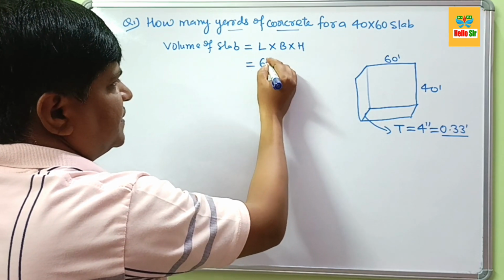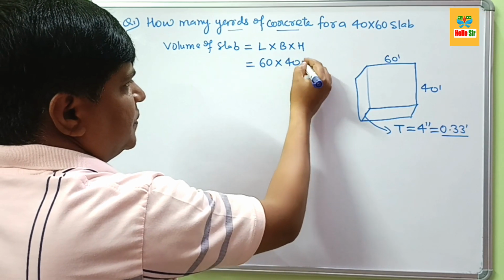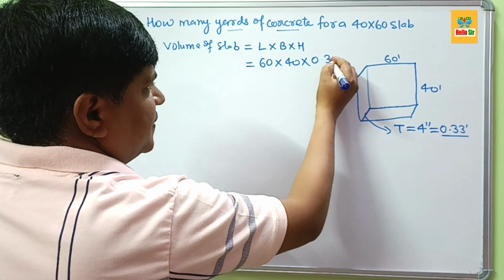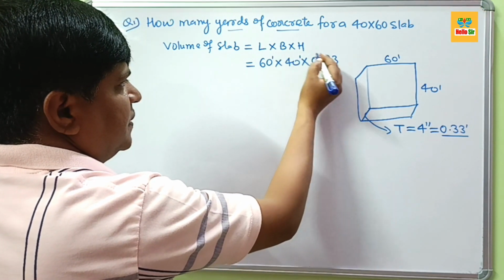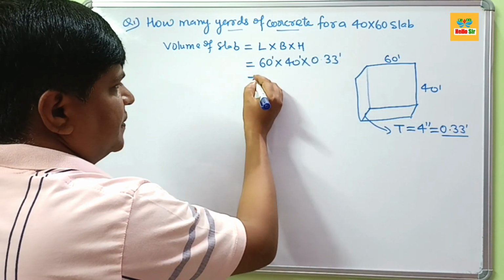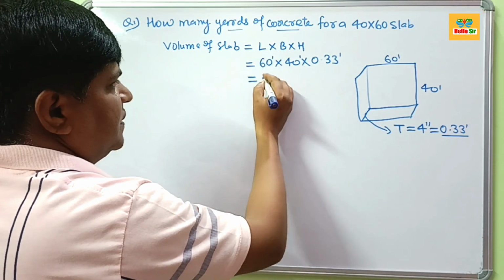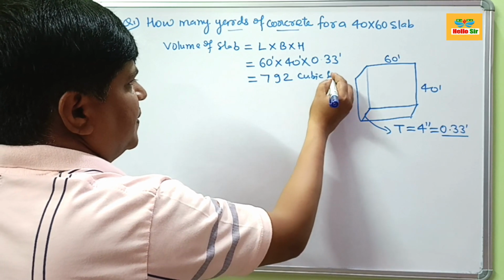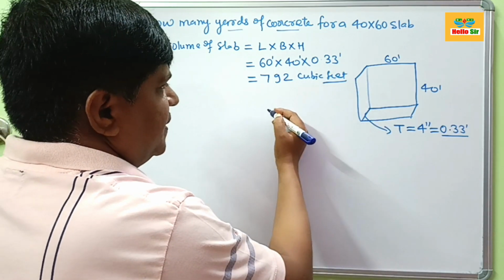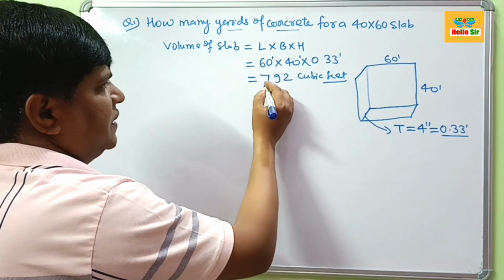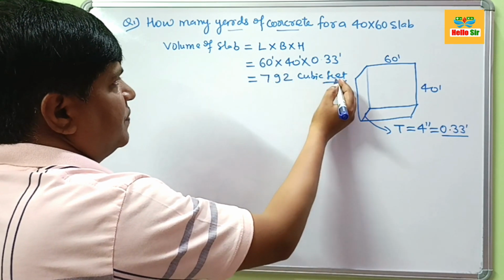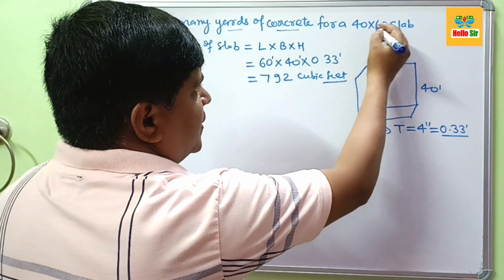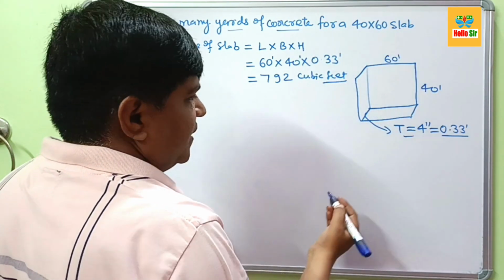Suppose this one is 60 foot, 40 foot, and height will be 4 inches. This will be 0.33 foot. All three dimensions in feet. When you multiply all this, it will be 792 cubic feet. If your concrete quantity is asked in cubic feet, it means 792 cubic feet of concrete is required for a 40 by 60 slab at 4-inch thickness.